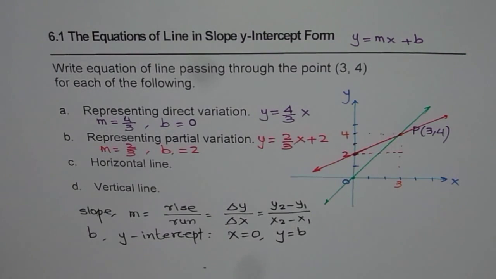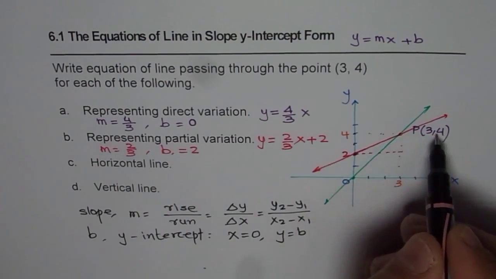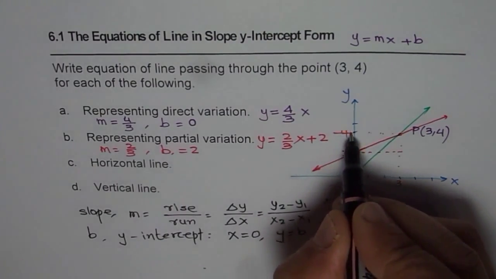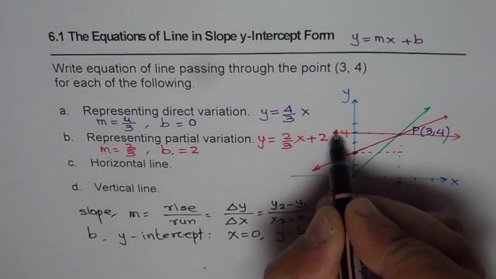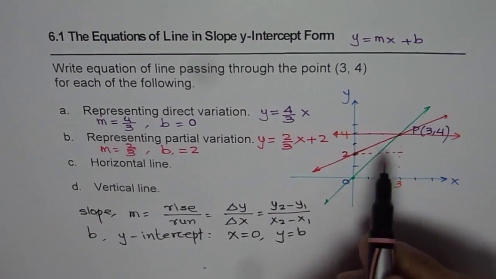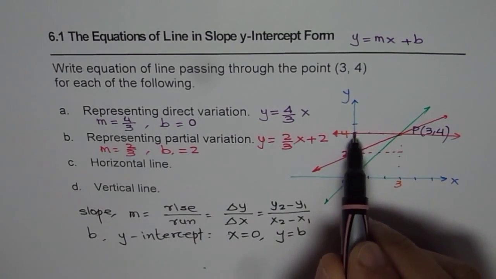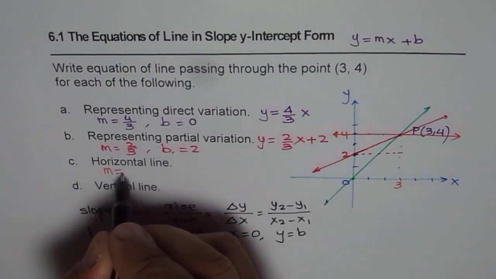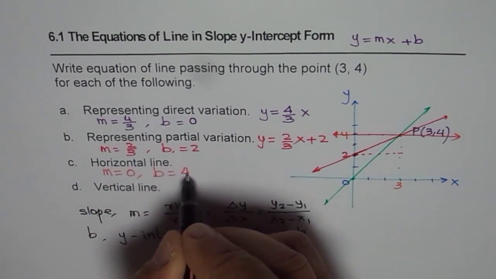Now the third is a condition where we are saying that the line is horizontal. So if I have a horizontal line through 3, 4, it has to go like this, correct? Kind of like this. Do you see this line? So that's a horizontal line. Now, what is the slope of a horizontal line? A horizontal line rises 0, right? So the slope is 0 and the y-intercept is 4 itself, correct?